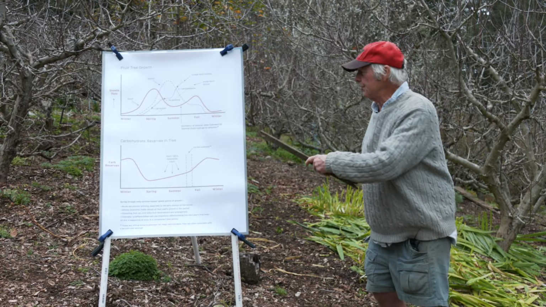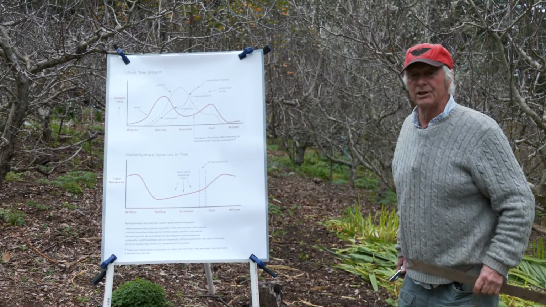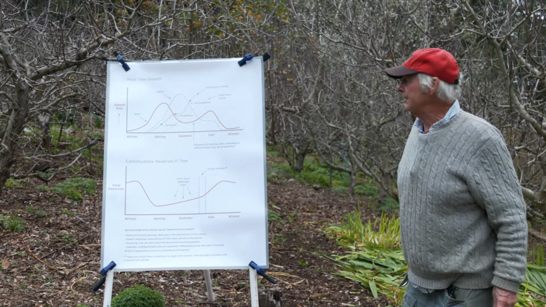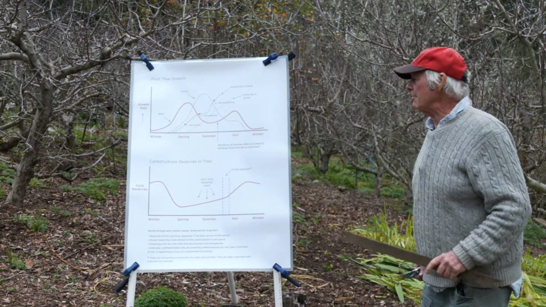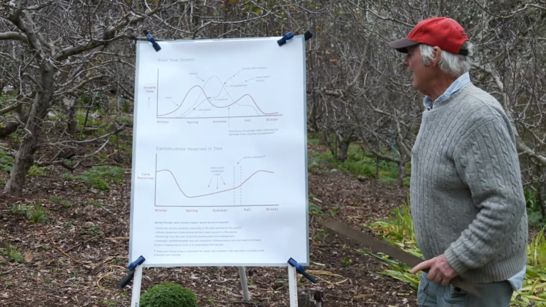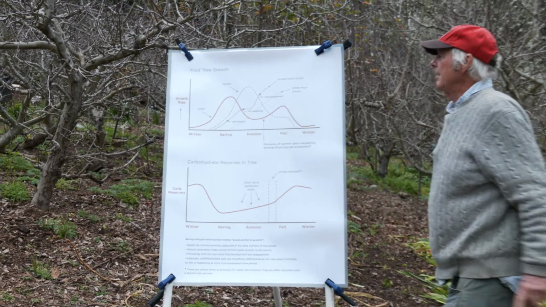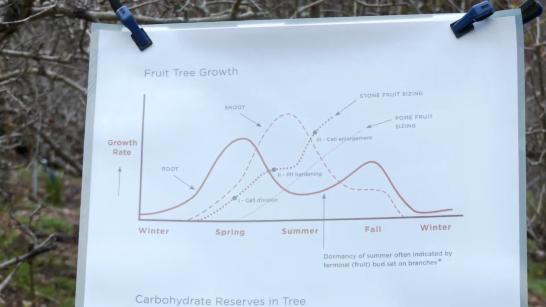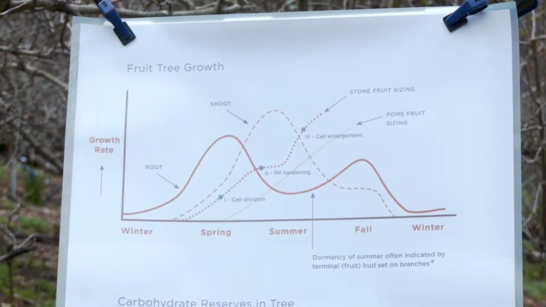And we can use this chart here, which is from a book I wrote called Fruit Trees for Every Garden, Ten Speed Press. It's called the yearly growth cycle. So let's look at a couple aspects of this. Let's look at the top chart here. The vertical axis is rate of growth, and horizontally we have the seasons.